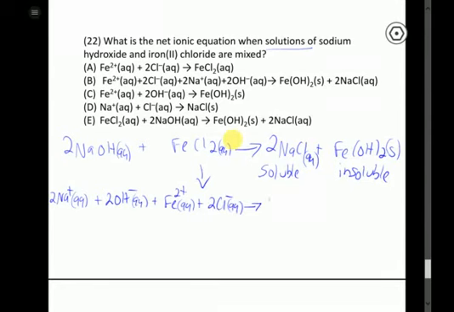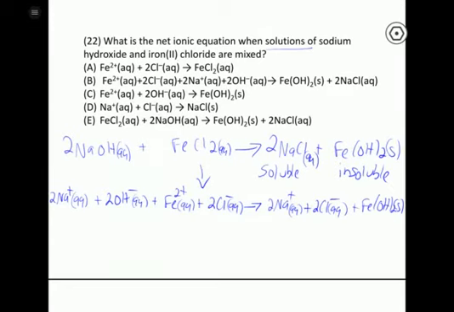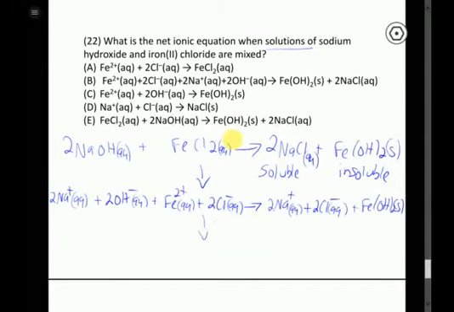And then on the product side, we have still 2 Na pluses from sodium chloride, 2 Cl minuses also from that compound, and then we have FeOH2, which is still a solid. So this one is insoluble, so we don't break it up into individual cations and anions. So that's the total ionic equation. That takes everything that's soluble and breaks it up into ions. And then finally we have to remove the spectator ions.